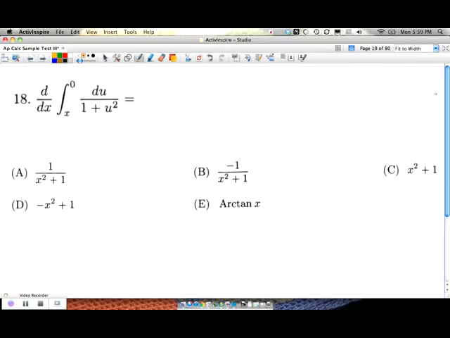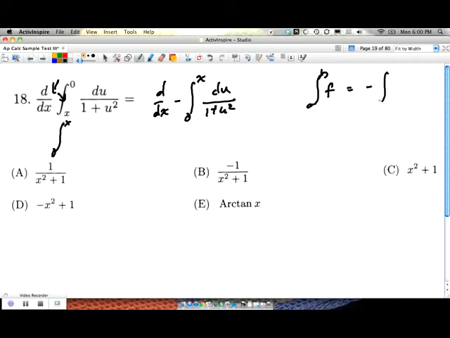Ooh, this one's different, because you notice that we have the derivative of the integral, which normally cancel each other out, especially when we have a constant and x. But this is kind of backwards. Normally we're used to seeing it as 0 to x, like this. Well, this is actually equal to the derivative of negative integral from 0 to x du over 1 plus u squared, because the integral from a to b of f is equal to negative the integral from b to a of f. We can flip the boundaries and make it negative.